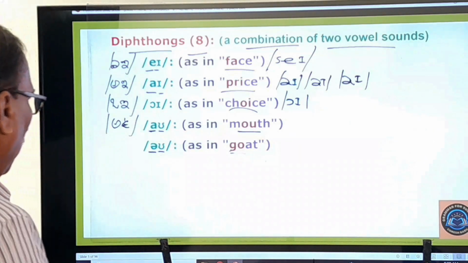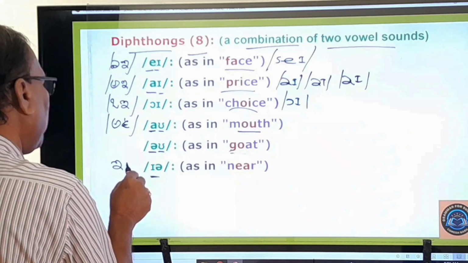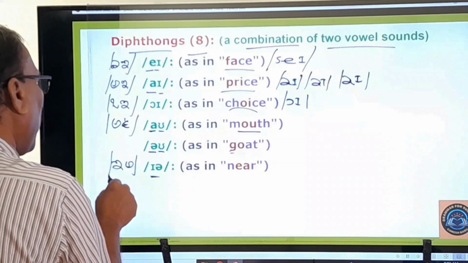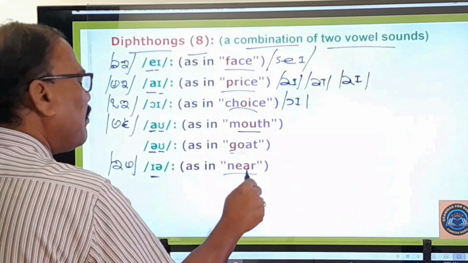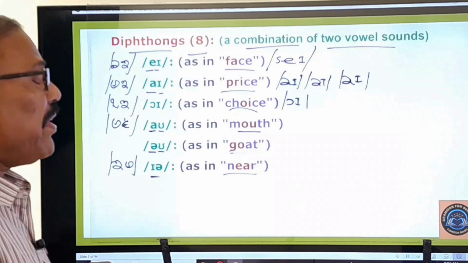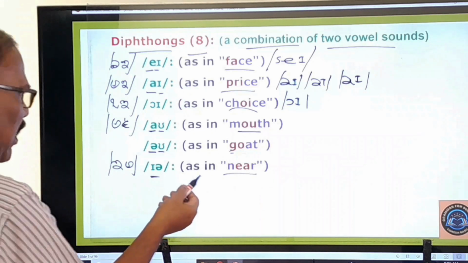Okay, and here you pay attention, I-A is there. This is the I sound, this is the E sound. I-A, as in fear, dear. There are so many words. I am giving you so many words for each and every one. Now I cannot give you all of them here.